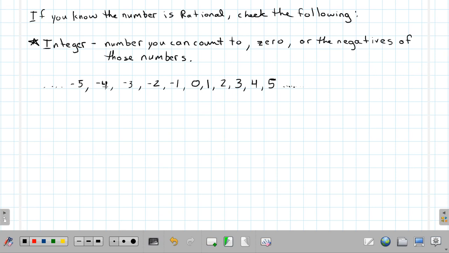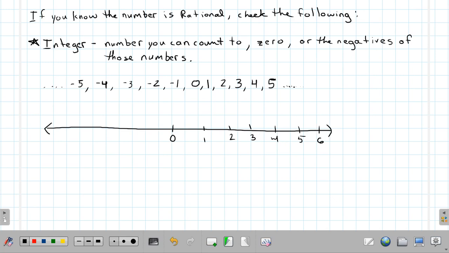So if you can count to 10, well, 10 would be an integer because it's a number you can count to, and negative 10 would be an integer because it's the negative of a number you can count to, okay? So one way to think about integers is to think of the number line, okay? What numbers are on a number line? Well, in the middle you've got 0. To the right you've got 1, 2, 3, 4, 5, 6, and so on, okay? So let me fix that 4. It looks a little wonky.